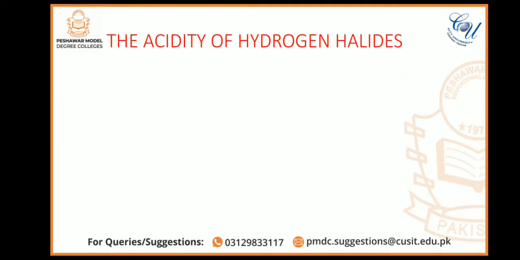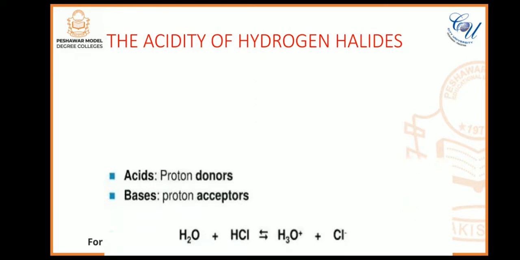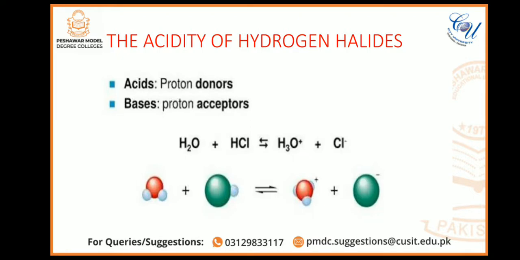Let's discuss the acidity of hydrogen halides. According to the Bronsted concept, acids are proton donors and bases are proton acceptors. Here you can see the reaction of HCl with water. In the above reaction, HCl gives a proton to water and forms hydronium and chloride ion. The reaction shows that HCl is completely dissociated in water and is a strong acid.